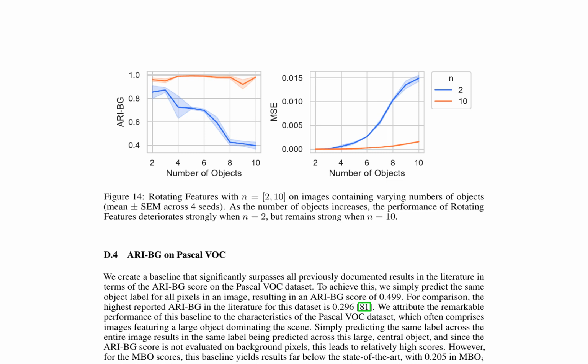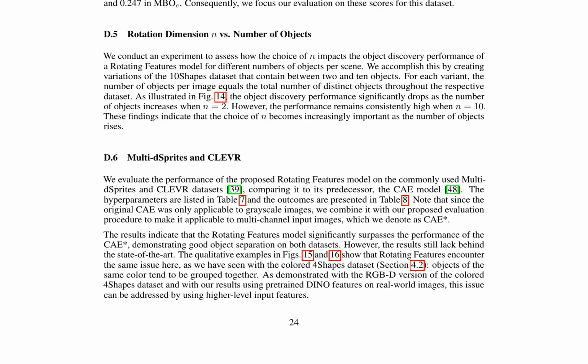A baseline result for the Pascal VOC dataset is reported, achieving an ARIBG score of 0.499 by simply predicting the same object label for all pixels in an image. This surpasses the highest reported ARIBG score in the literature for this dataset, which is 0.296. However, this baseline performs poorly in terms of MBO scores, with results of 0.205 in MBOI and 0.247 in MBOC. Therefore, the authors focus their evaluation on MBO scores for this dataset.